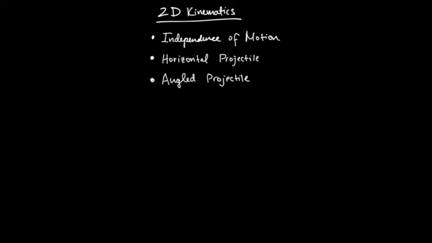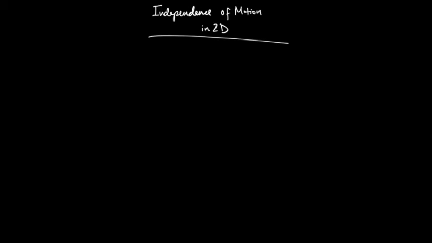And this video is going to cover, in 2D kinematics, the gist of what you need to know for this upcoming quiz, which is pretty much going to be problem solving for both a horizontal projectile and an angled projectile. Okay, so the first idea I'm going to talk about is the independence of motion in 2 dimensions.